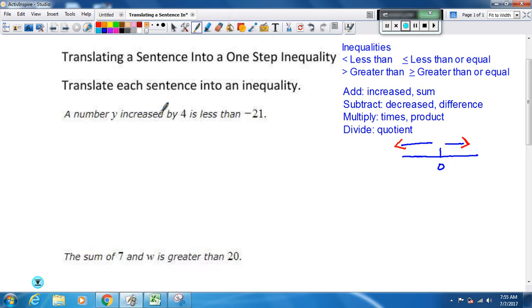A number y increased by 4. So increased means plus, is less than negative 21. So once you have the word part figured out, then you just go and put everything in place. Y increased by 4 is less than negative 21. That one is finished.